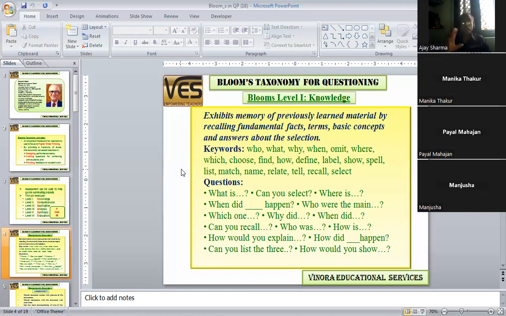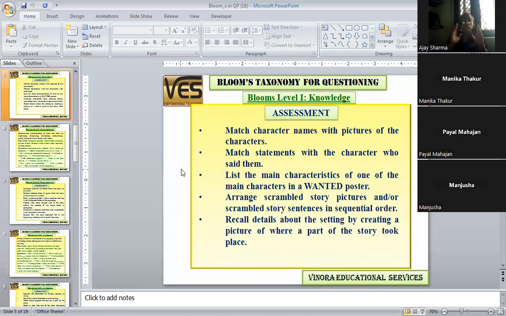Next is how is assessment done for these? You give questions like match character names with the pictures of the characters, which means you show a picture and then near each character you draw a blank circle. Give them a story, written on the blackboard or on the screen. And then this worksheet is there. Match character names with the picture of the character.